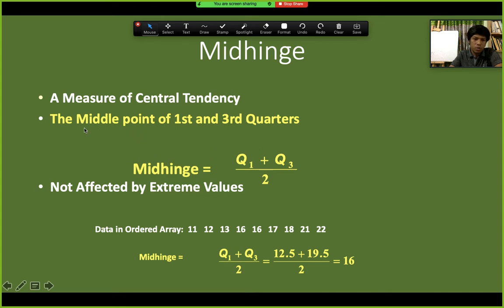Mid hinge. The middle point of the first and third quartile is the mid hinge. Why is it important? Because this is not affected by the extreme values. We are using the first and third quartile, so we are not taking the extreme values. Q1 plus Q3 divided by 2. In our example, our first quartile was 12.5 and the third quartile is 19.5. So we divide the sum by 2, and we get that the mid hinge is 16. So this is not affected by the extreme values.